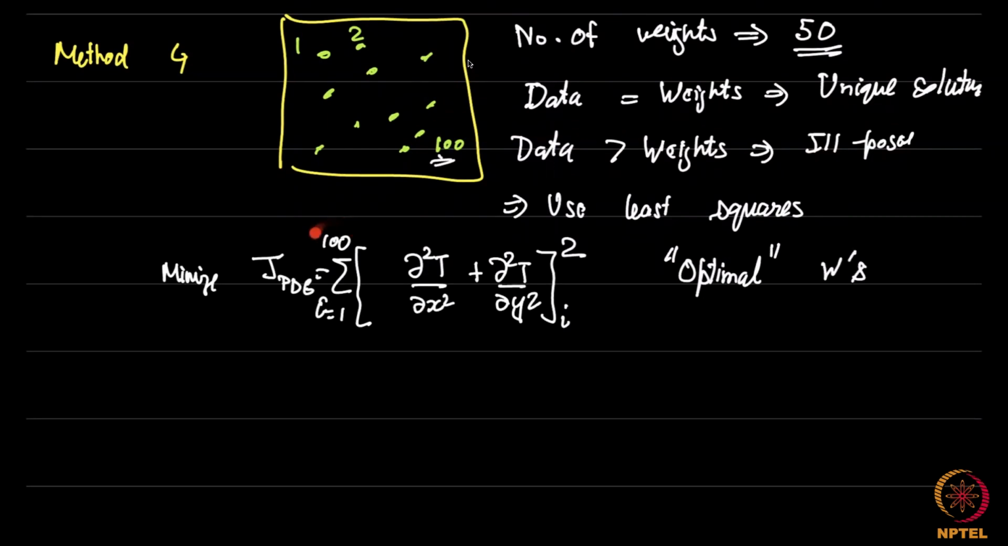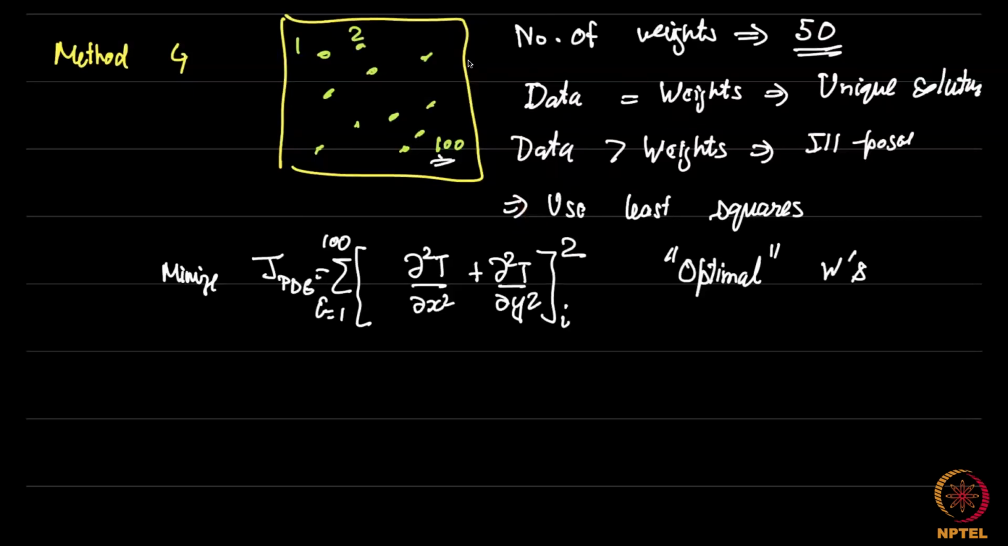I'll re-emphasize this point. Notice that if I had exactly 50 points, there is no optimal W. The thing that minimizes this will be such that at each point I can actually satisfy this exactly equal to 0. But the moment I increase the data points, you have a regularization effect. You add more and more points, you actually have multiple choices of W which would have satisfied this. But what you want to do is to find that which minimizes del squared T by del x squared plus del squared T by del y squared, the whole squared.